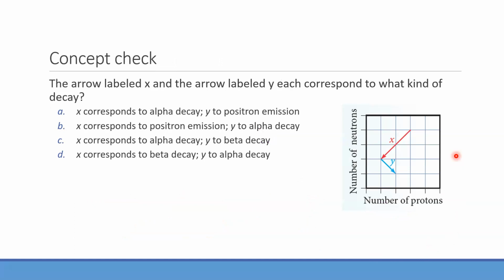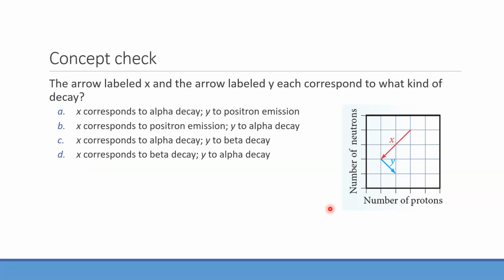So let's do a quick concept check here. We have this arrow labeled X, the red arrow here, and this blue arrow labeled Y, and we want to know which of these correspond to what kind of decay. So here we see that this is a number of protons, and this is increasing by 1, a number of neutrons increasing by 1. Okay, so since we're dealing with protons and neutrons, we know that we have to have some sort of alpha decay happening. And we see that all of these have alpha decay as options, so that's good.